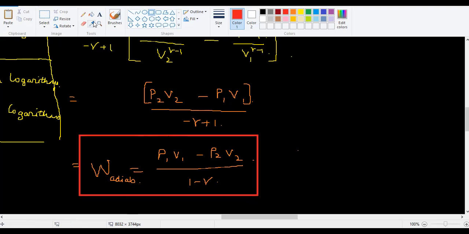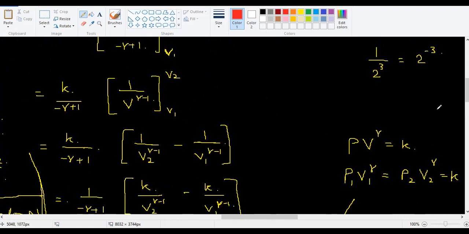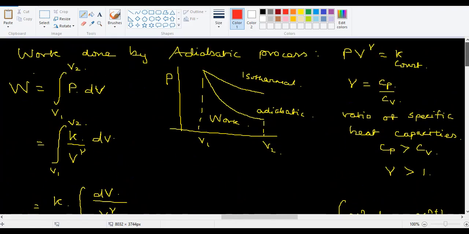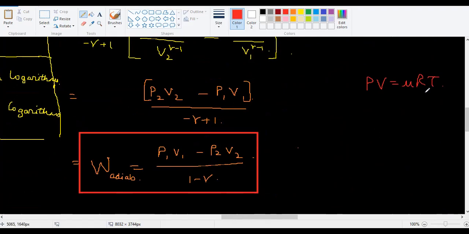This can also be written as, from your ideal gas equation, you know that PV is equal to mu RT. Remember, this equation is applicable for adiabatic also. Of course, I have given you one more equation, which is adiabatic process. At the very beginning, I showed you this. So this is a characteristic equation of adiabatic process. But the ideal gas equation is also applicable. So PV is equal to mu RT is also correct.